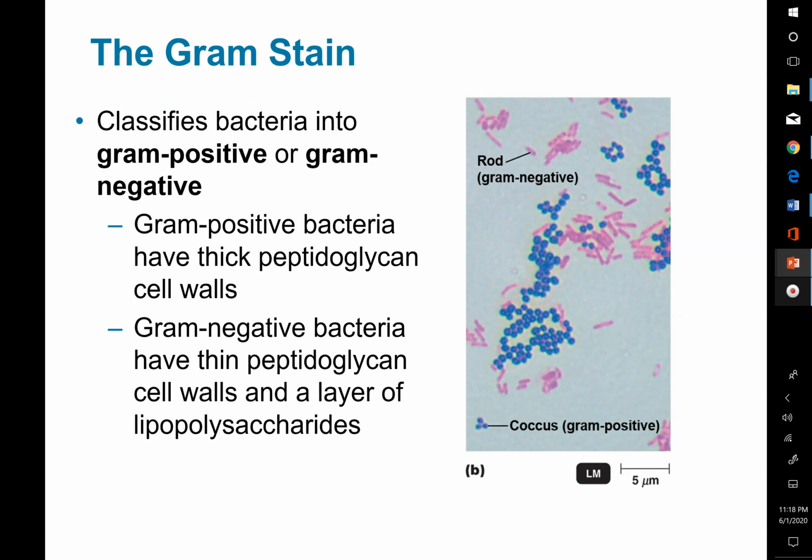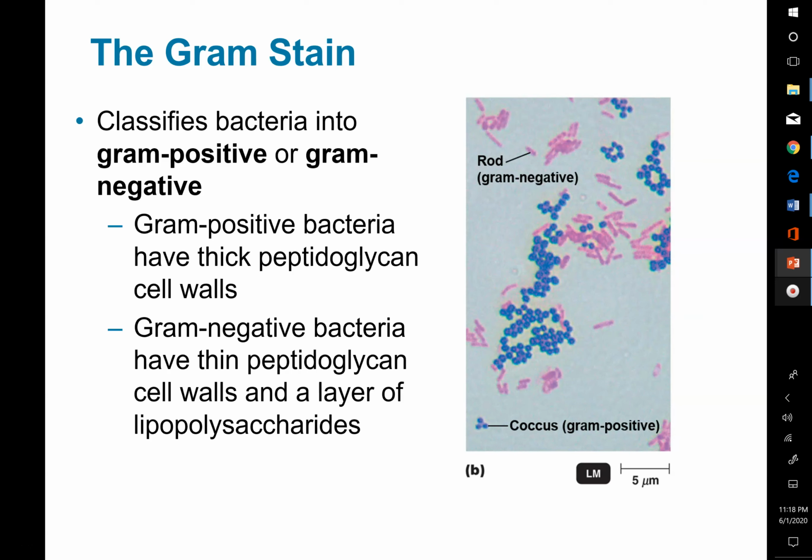So first and most importantly is the Gram stain. The Gram stain is the most important stain in microbiology because it divides bacteria into the two main groups of bacteria, gram-positive or gram-negative. And this is important because there are differences in antibiotic resistance and sensitivity of gram-positive and gram-negative bacteria, because what distinguishes these bacteria is their cell walls. And it's very common that the bacterial cell wall is the target of an antibiotic.